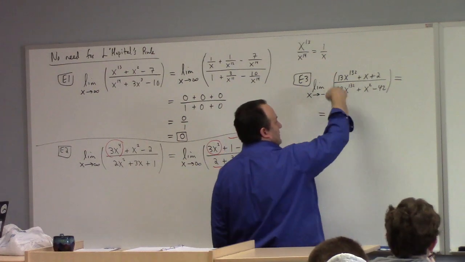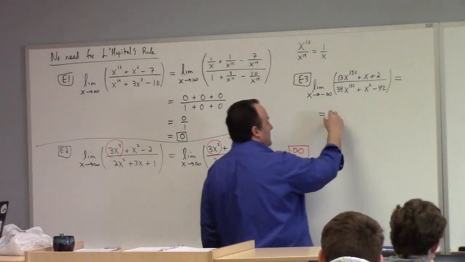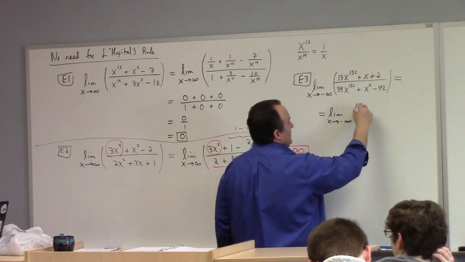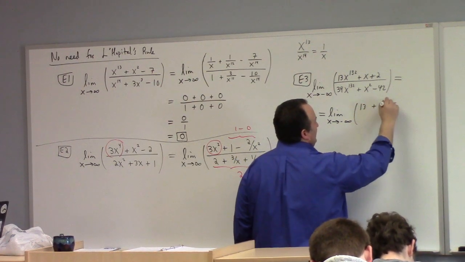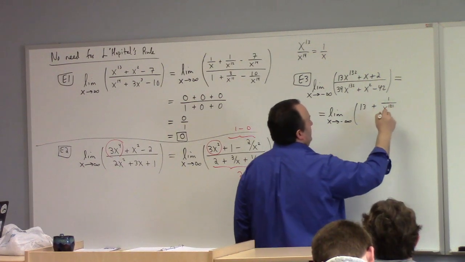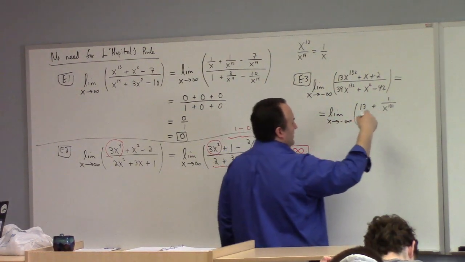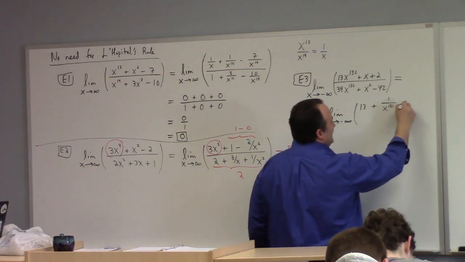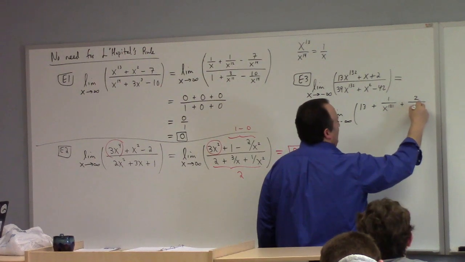All right, so again, just divide by the highest power in the denominator, and what do you get? Well, you get the limit as x goes to minus infinity of 13 plus 1 over x to the 131st power. X over x to the 132 is 1 over x, plus 2.